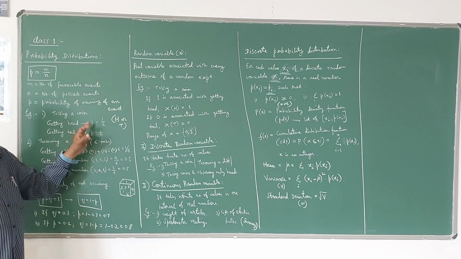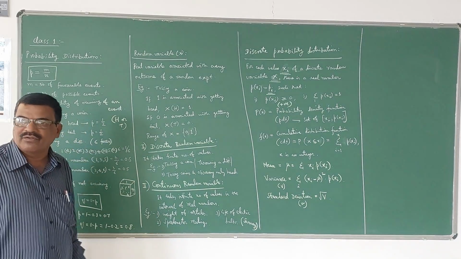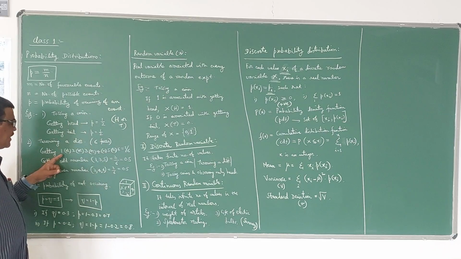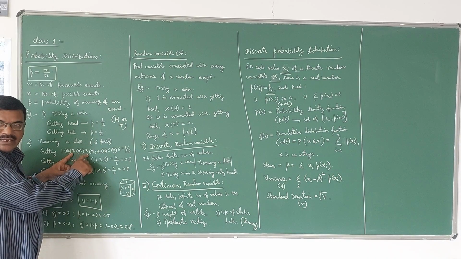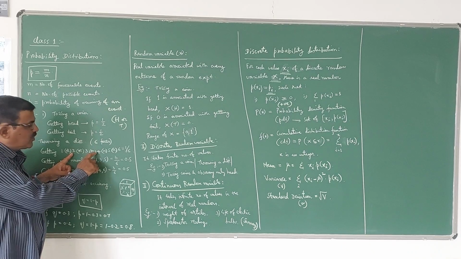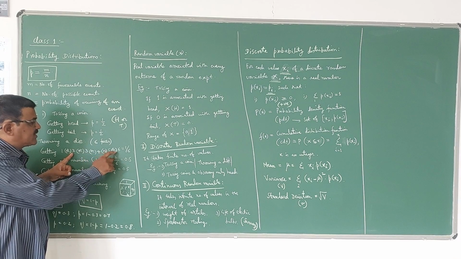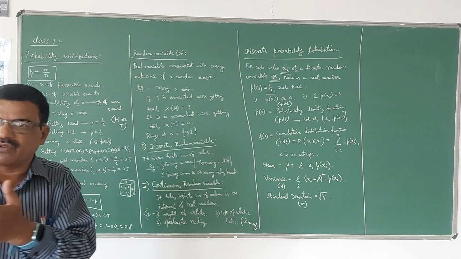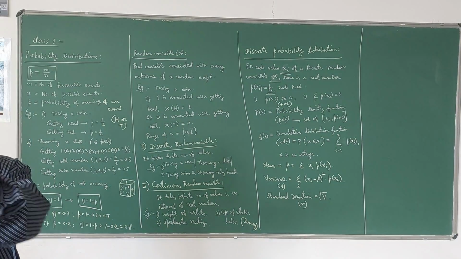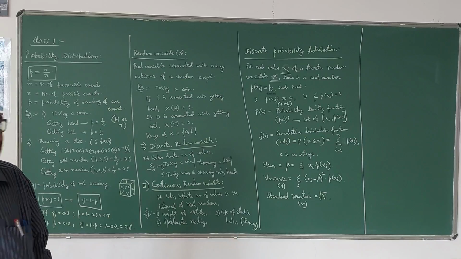If you add them, you are going to get 1. Half plus half is equal to 1. Similarly here, getting 1 is 1 by 6, getting 2 is 1 by 6, getting 3 is 1 by 6, getting 4 is 1 by 6, getting 5 is 1 by 6, getting 6 is 1 by 6. If you add all of them, 1 by 6 plus 1 by 6, 6 times, you are going to get 1. Correct? So that is the meaning of this.